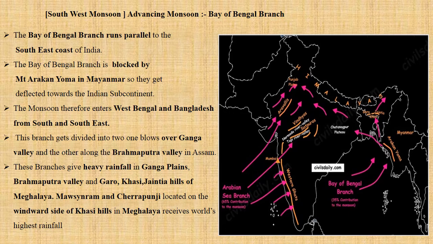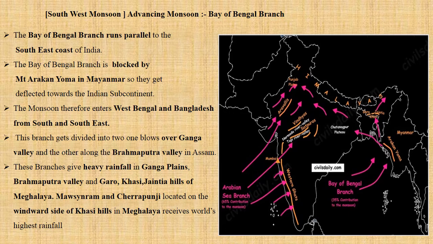Arakan Yoma. Some winds of the Bay of Bengal branch cross Arakan Yoma and go to Myanmar. And some winds of the Bay of Bengal branch move towards the Indian landmass. We can say at this place the Bay of Bengal branch gets deflected towards the Indian landmass. And this happens because the Arakan Yoma in Myanmar blocks the Bay of Bengal branch.